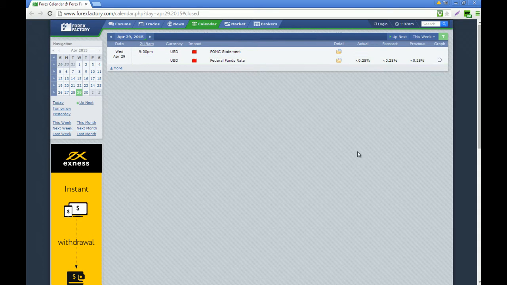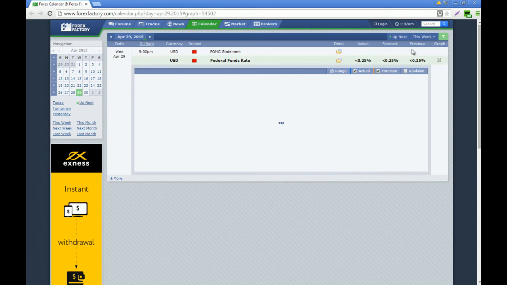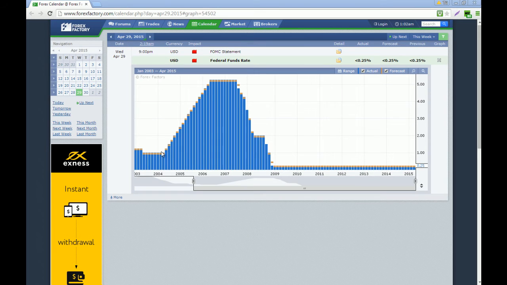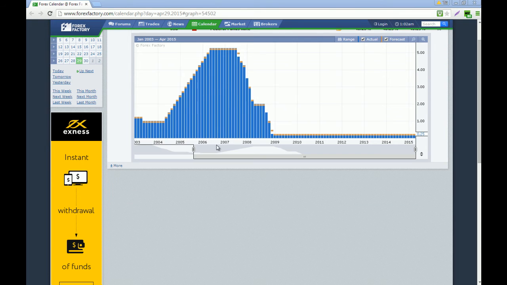Now let's check out the graph of the past decisions. And as you can see, the previous decision was to maintain the federal funds rate below 0.25%. The forecast was to maintain it, and it actually happened. The federal funds rate was not hiked, but there was an FOMC statement released with it. And as you can see, this is the federal funds rate graph from 2004 to 2015.